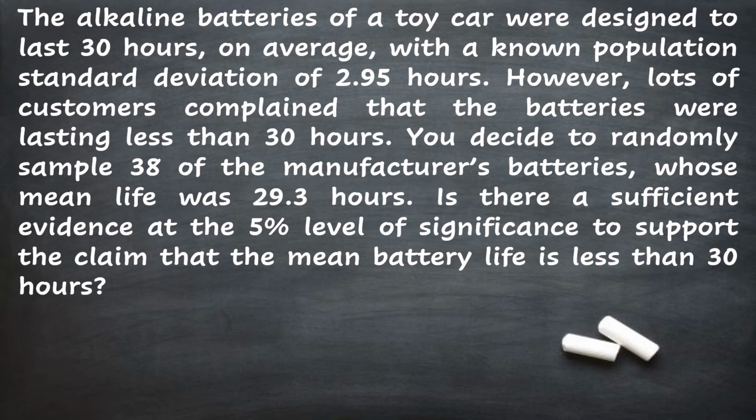So obviously, the first sentence is a factual statement wherein the alkaline batteries were designed to last 30 hours on average. So they believe that those batteries will last 30 hours. This means that this sentence can be a representation of our null hypothesis. So this first statement can be directly written in your null hypothesis: the alkaline batteries of a toy car were designed to last 30 hours. So that can be your null hypothesis.